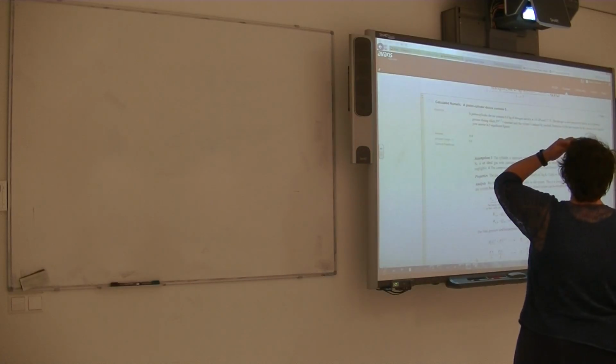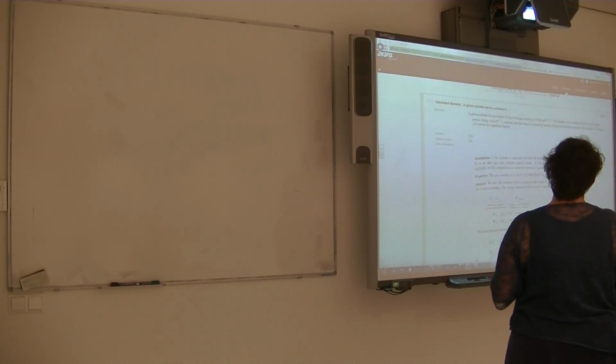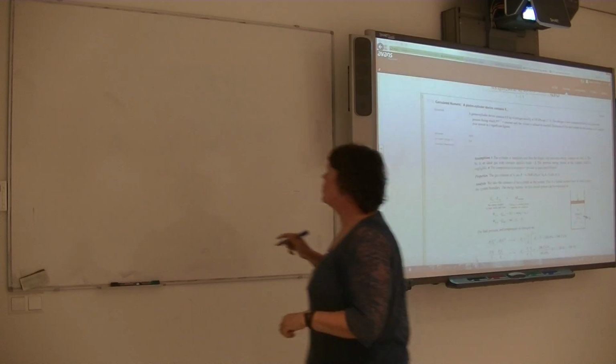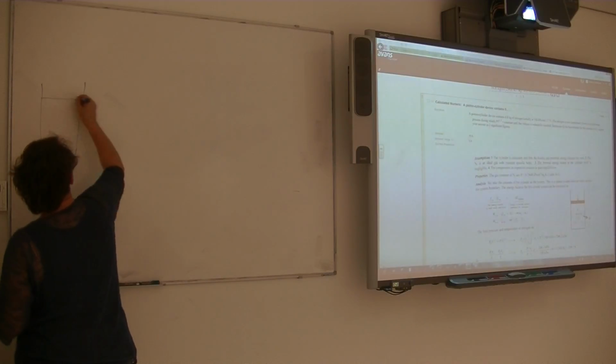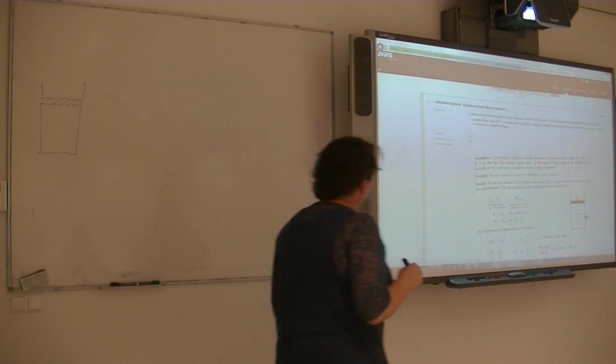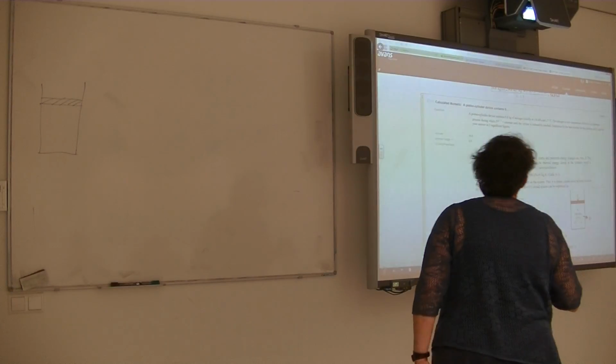A piston cylinder device contains 0.8 kilograms of nitrogen. Question 14. 0.8 kilogram of nitrogen.